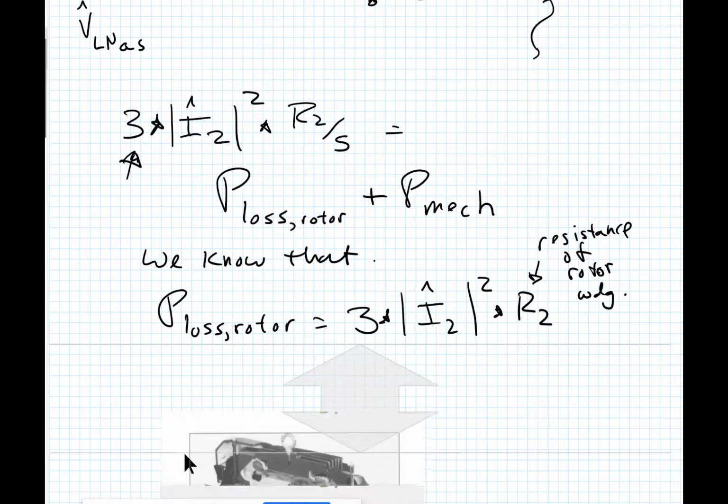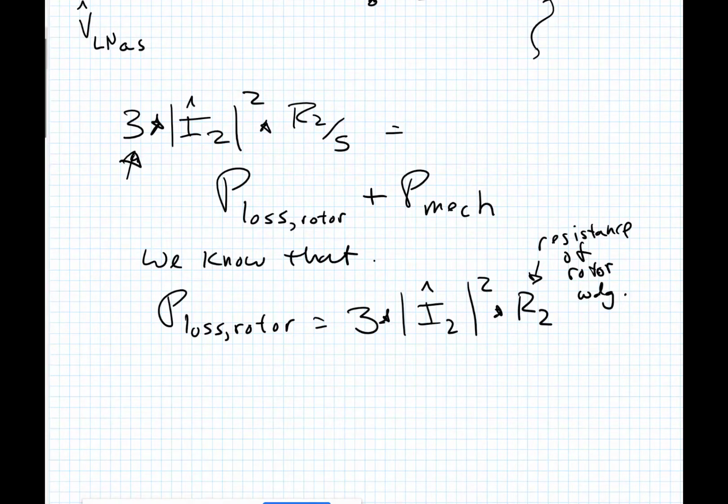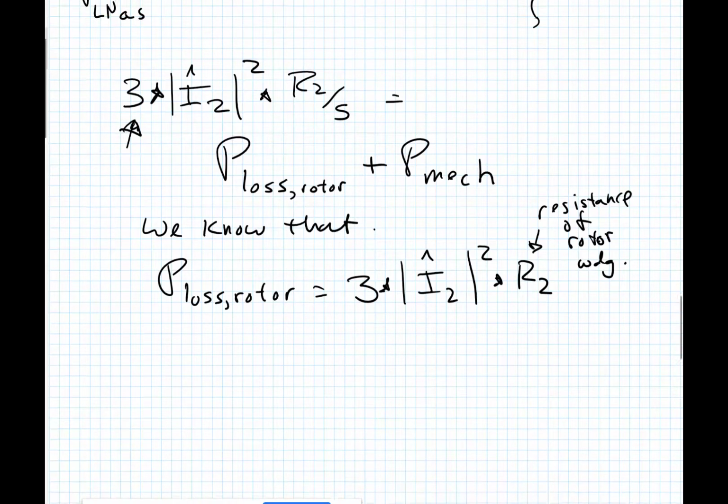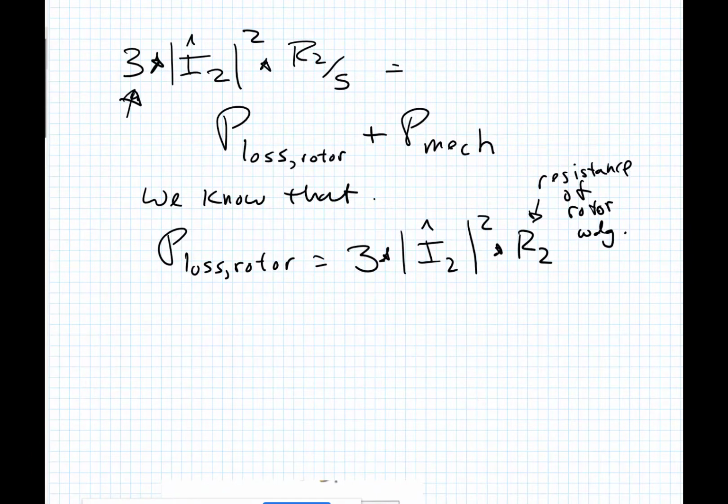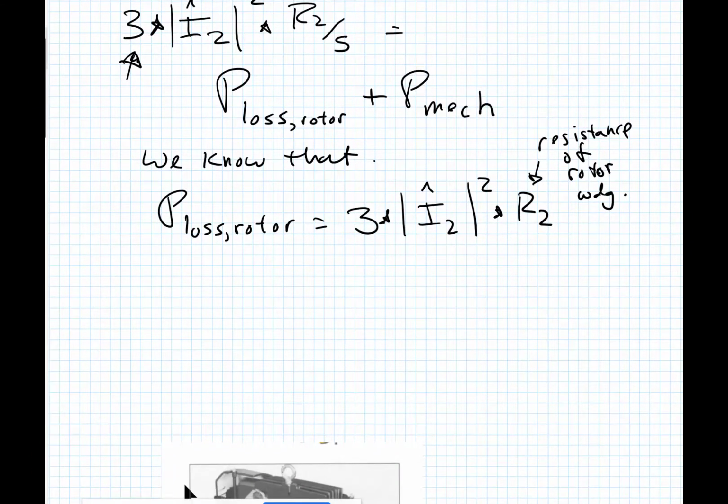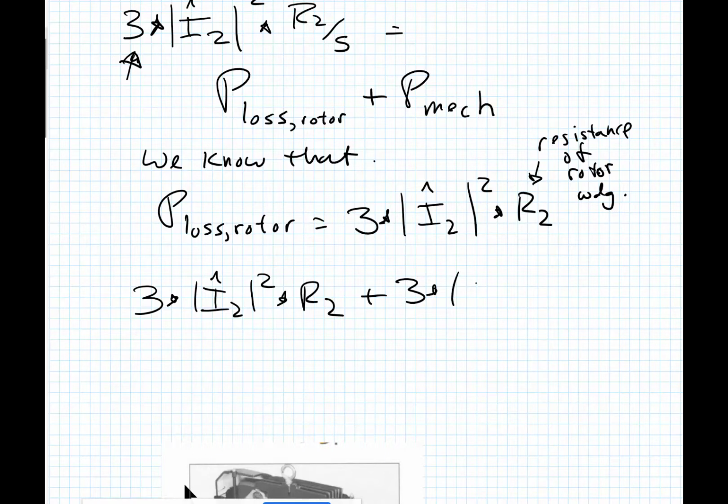We do everything referred to the stator. We don't worry about the turns ratio between the induction motor's stator and rotor; we're going to ignore that. So we could rewrite this equation and say that we have 3 times the magnitude of I2 squared times R2, that's the losses, plus 3 times I2 squared R2, (1 minus S) over S.